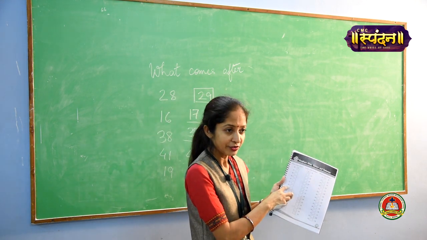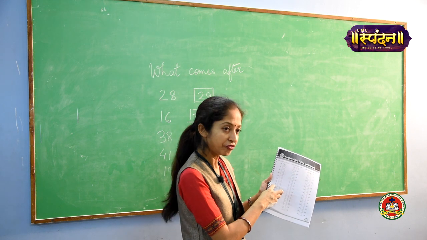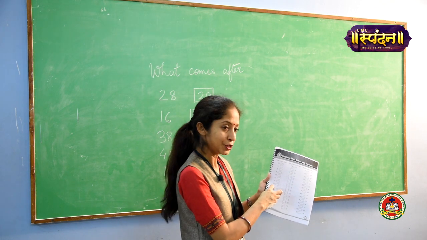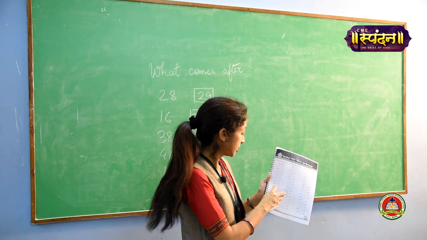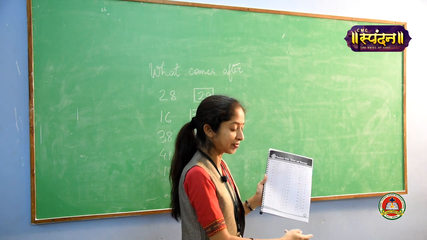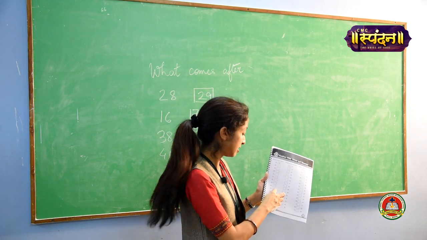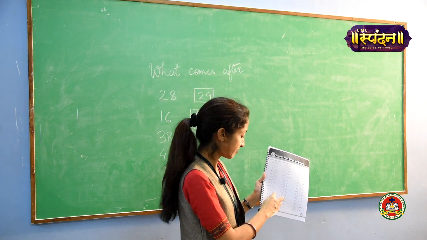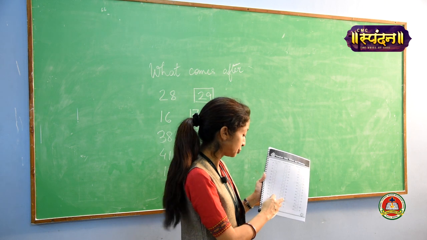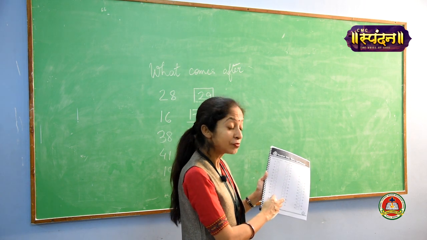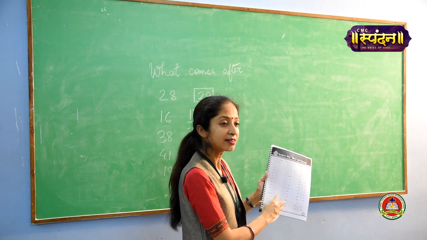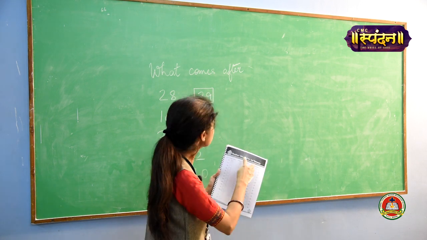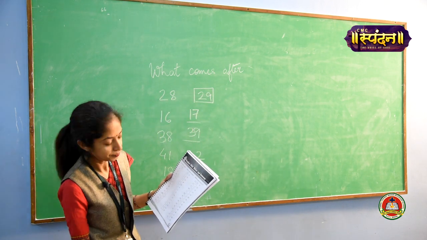after 35, 36, 23, 24, 42, 43. We have to write just the next number after wala, okay. 10, 11, 25, 26, 44, 45, 31, 32, 50, 51, 12 and 13. Okay. Now let us come what comes after.